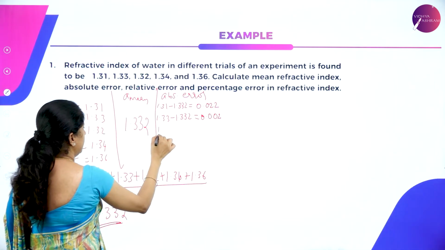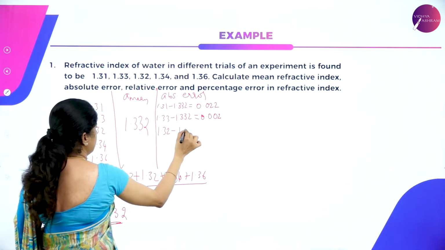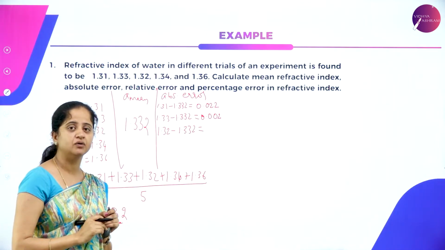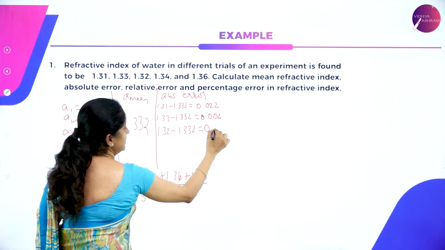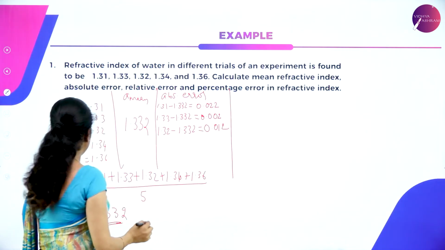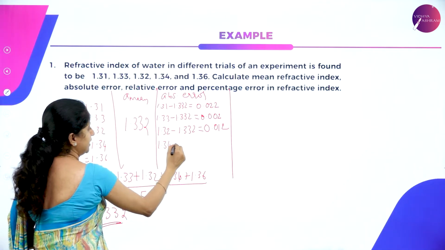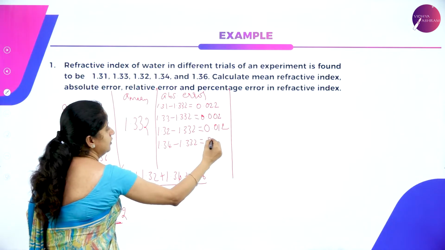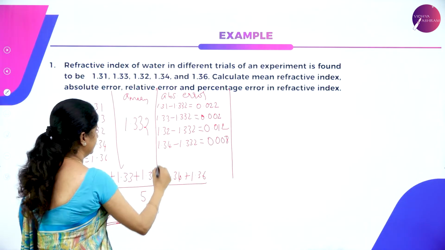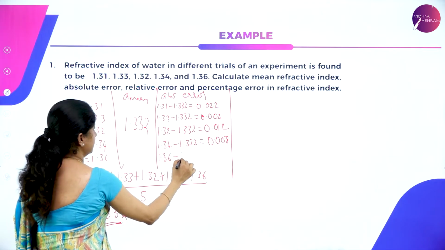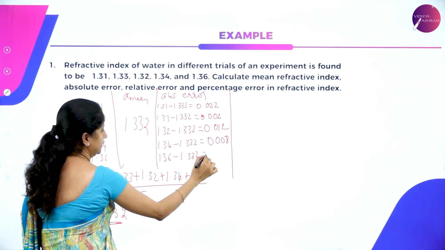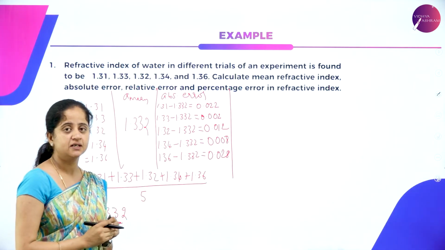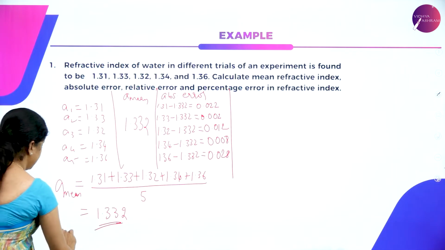Next we have 1.32 minus 1.332. Taking the difference, it is 0.012. Next we have 1.34 minus 1.332, and the difference you get is 0.008. Next, 1.36 minus 1.332, you will get 0.028. So these are the absolute errors, and now you have to calculate the mean absolute error.